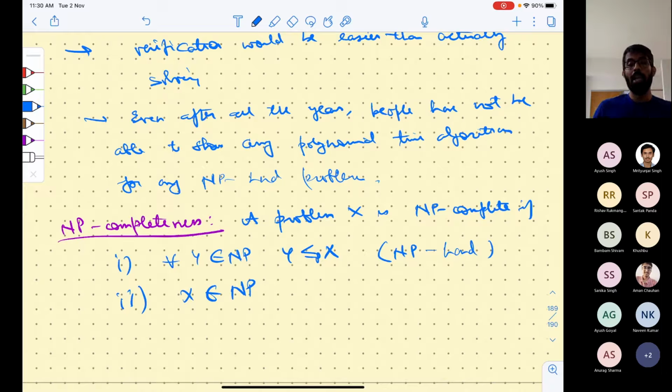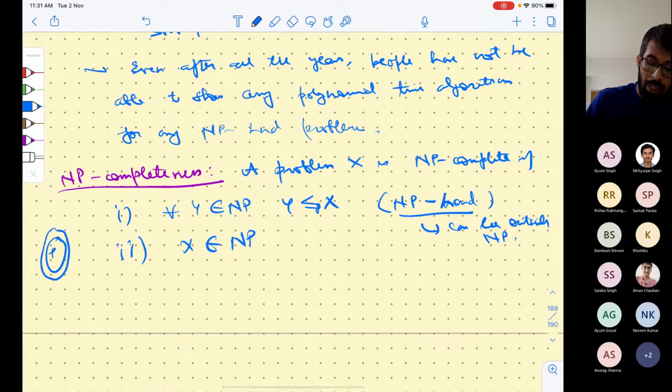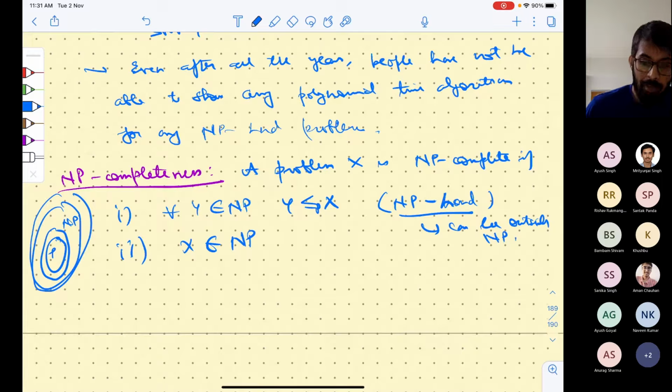So first is that any problem in NP reduces to X, and second is X belongs to NP. If only the first condition is satisfied, then X is said to be NP hard. So basically X can lie outside NP. It might not actually be in NP for all we know, right? The picture kind of looks like this: this is P, this is NP, and then there are even bigger and bigger classes. That's the likely case that people believe. We don't know whether P is equal to NP or not.